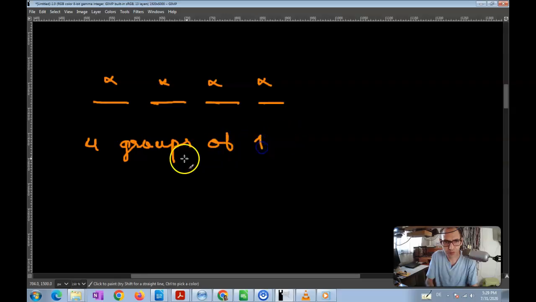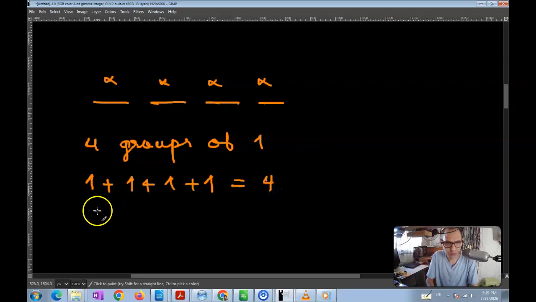4 groups of 1, which is, if I want to find the total number of objects here, I would have 1 plus 1 plus 1 plus 1, meaning 1 for the first group, 1 for the second group, 1 for the third group, and 1 for the fourth group, which is equal to 4. And 4 groups of 1 would be 4 times 1, which is equal to 4, right?